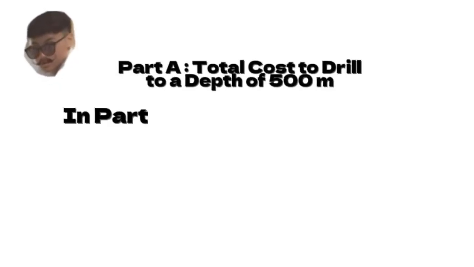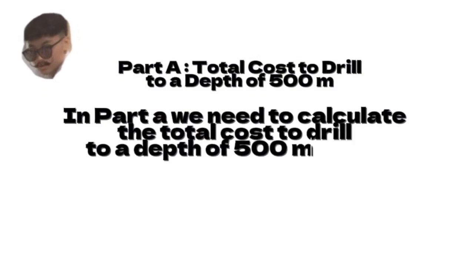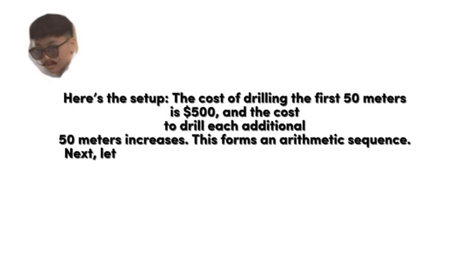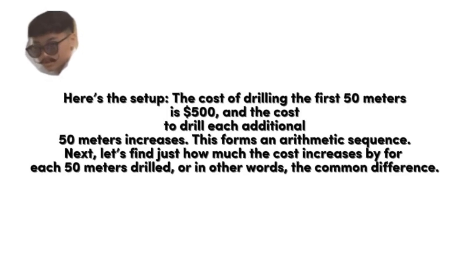Part A. Total cost to drill to a depth of 500 meters. In Part A, we need to calculate the total cost to drill to a depth of 500 meters. Here's the setup. The cost of drilling the first 50 meters is $500, and the cost to drill each additional 50 meters increases. This forms an arithmetic sequence.